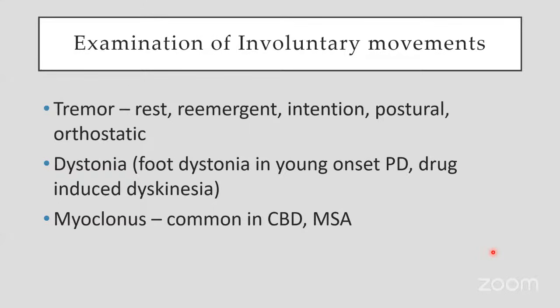Other involuntary movements also have to be definitely checked. Foot dystonia is seen in young onset PD, and drug-induced dyskinesia. Dystonia, the unilateral twisting movements, will be seen in CBD patients, and myoclonus in CBD patients. In MSA, it is polyminimyoclonus, and in CBD you'll have a cortical myoclonus. There is a lot of cortical tactile sensitivity, so we have to check the touch sensitivity.